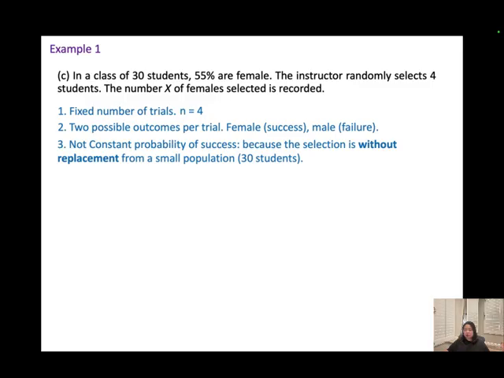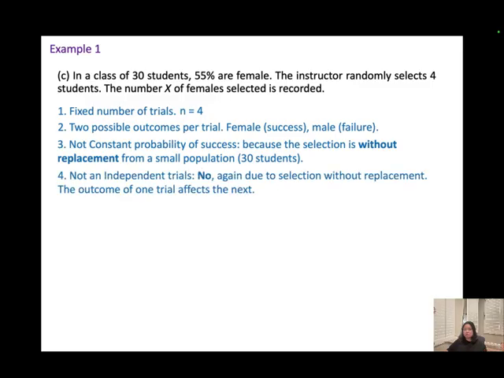And also, these trials are not independent. When you pick the second girl, it will be affected by the previous one. So this is not independent. So this is not a binomial experiment.